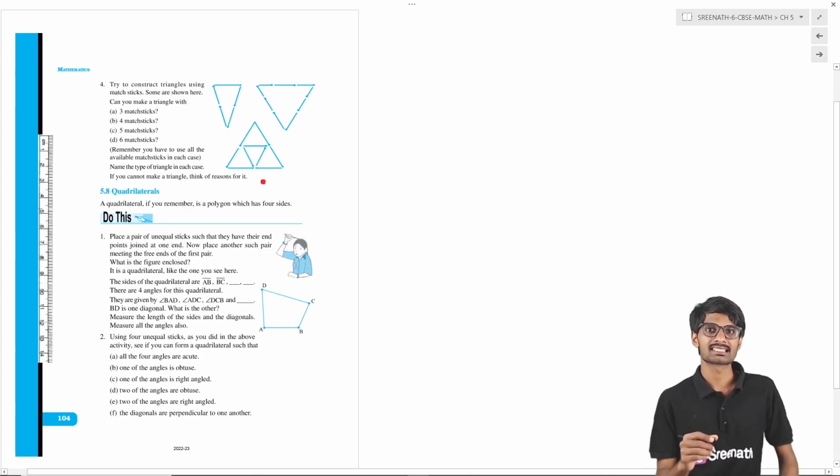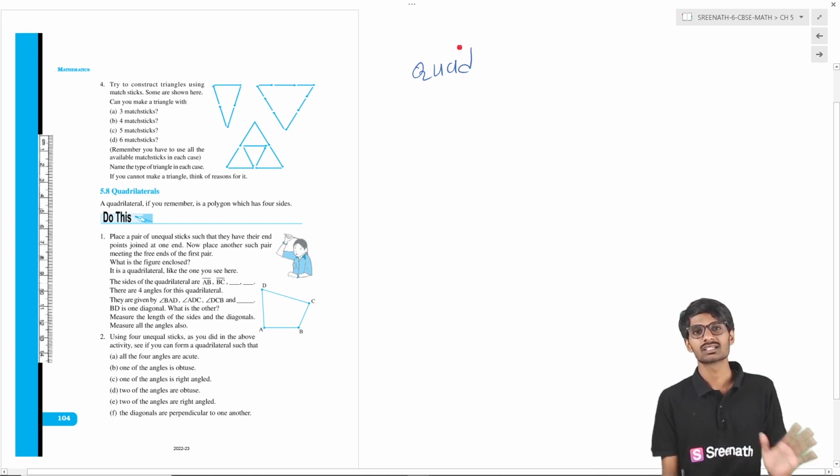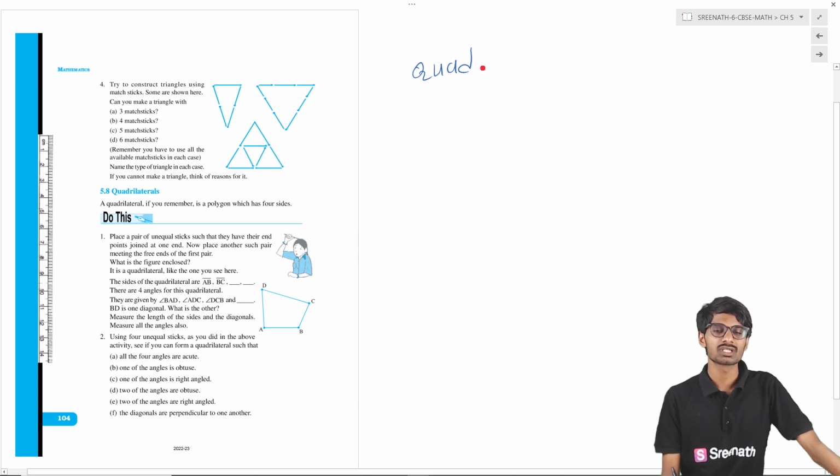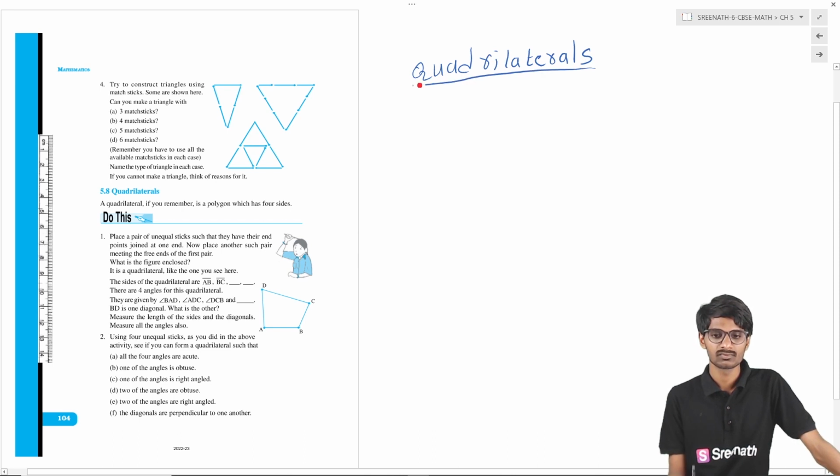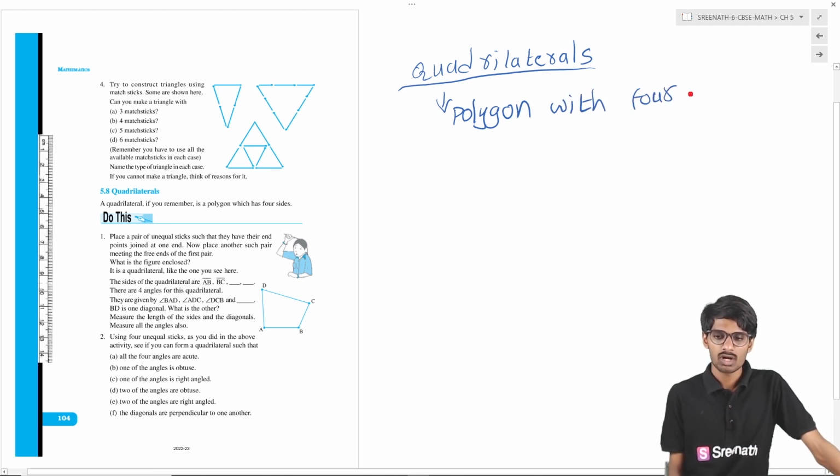Now we will discuss quadrilaterals. We know that triangles and quadrilaterals all come under polygons. Polygons are closed figures, closed curves which are formed by line segments itself. So quadrilateral is nothing but a polygon with four sides. A polygon with four sides, four line segments, is called a quadrilateral. So this is our previous knowledge.